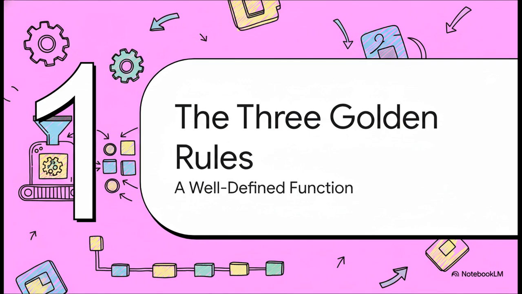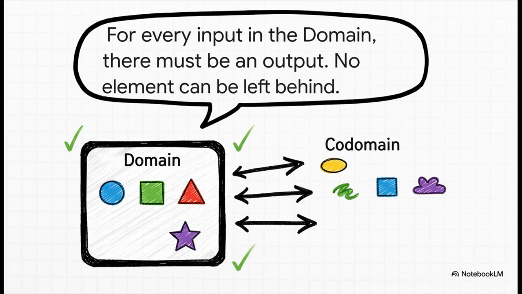Before we can do anything cool with our machine, we have to make sure it's well-defined. What that really means is, it has to obey 3 non-negotiable golden rules. These rules are what keep it from jamming, malfunctioning, or just plain breaking down. So first up is a rule called totality, and this one's pretty straightforward. If your machine says it can handle inputs from a certain domain, then it has to be ready for all of them, every single one. You can't just have an input that the machine, well, ignores. Every element from the domain needs to have a place to go.